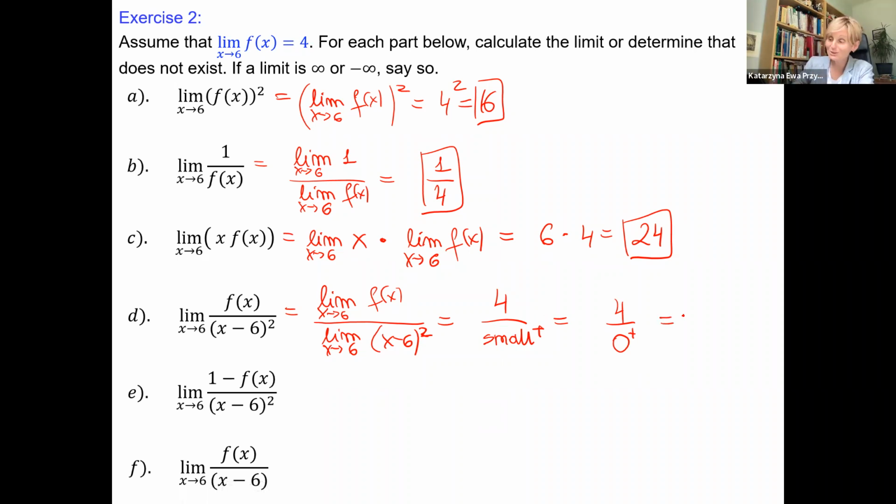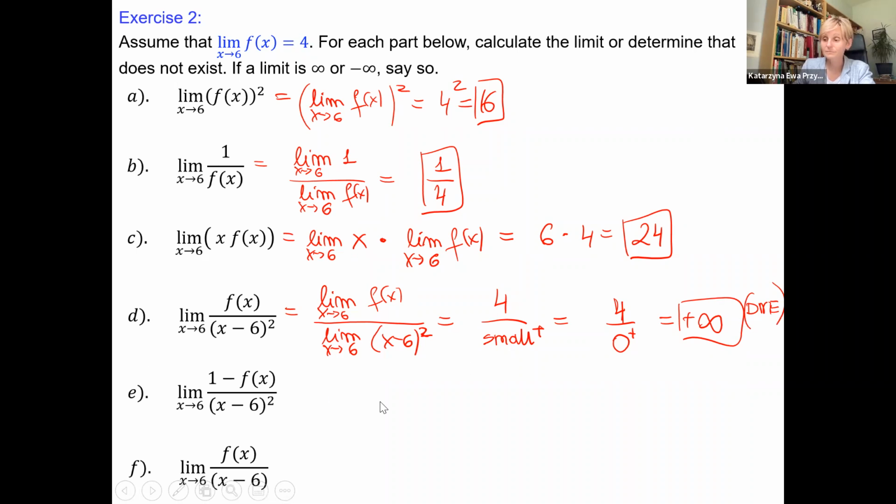But we also learn arithmetically, when we have a number dividing by a small number, it's a big number. Yeah? A constant divided by 0, where 0 is considered a small number. It's not exactly 0. Everything is positive, positive 4, positive 0, so it's positive infinity. I mean, a constant divided by small is big. But still this limit does not exist as a finite number, okay? It is infinity. We were able to do this.